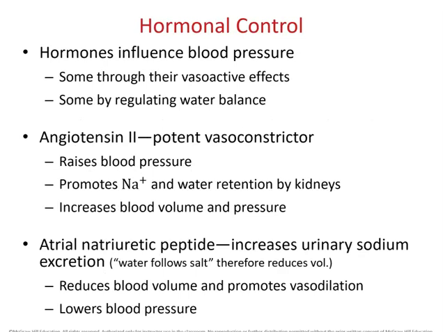The third type of control for blood pressure is hormonal control. Hormones influence the blood pressure, some through their vasoactive effects, but others through regulating water balance. Angiotensin II is a potent vasoconstrictor. It raises the blood pressure, promotes sodium ion and water retention in the kidney, and increases blood volume and pressure. Atrial natriuretic peptide increases urinary sodium excretion to reduce blood volume and promotes vasodilation to lower blood pressure.